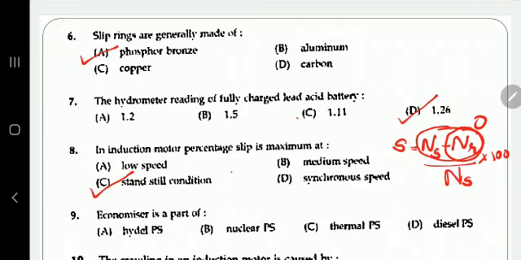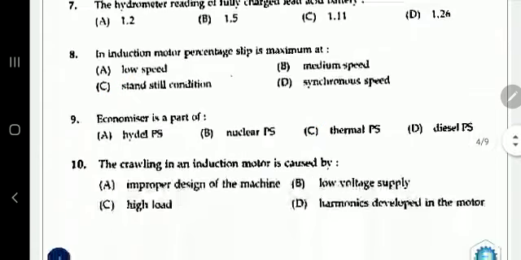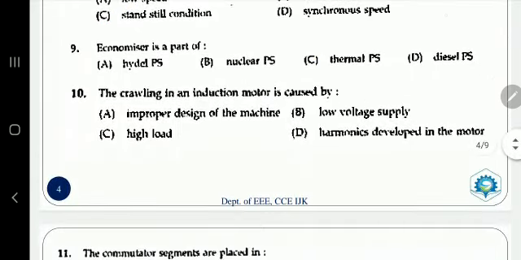The economizer is a part of. So, economizer is actually a part of option C, that is thermal power system, power plants. The economizer is actually a feed water heater. It is mainly used for improving the efficiency of the thermal plants, and this actually increases the efficiency by preheating the water before it goes into the boiler. So, let's move on to the next question, question number 10.